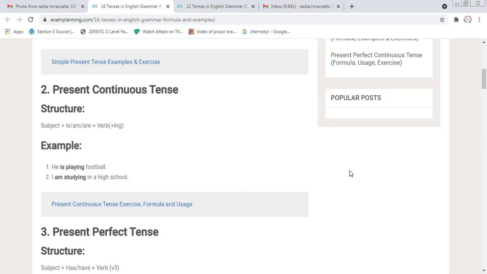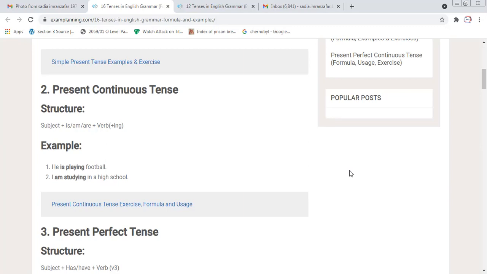But if they are used with the main verb, for example, she is doing a work. She is doing a work. So is is used as a helping verb here because it is used with the main verb. So whenever a helping verb is used with the main verb, that is a helping verb. Okay, it's clear.